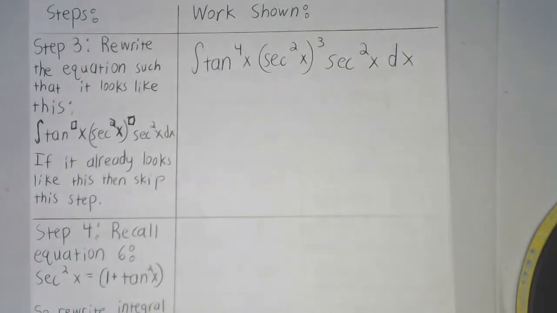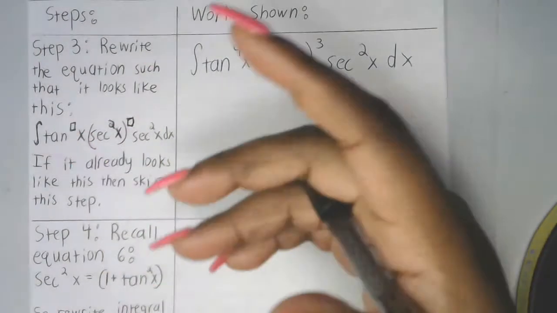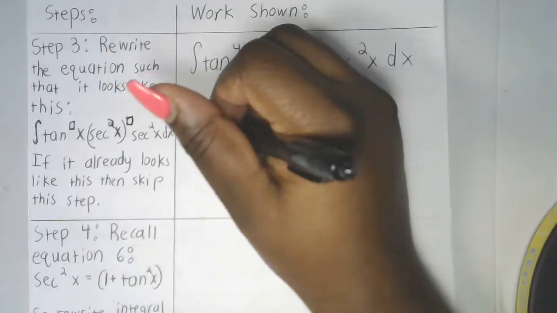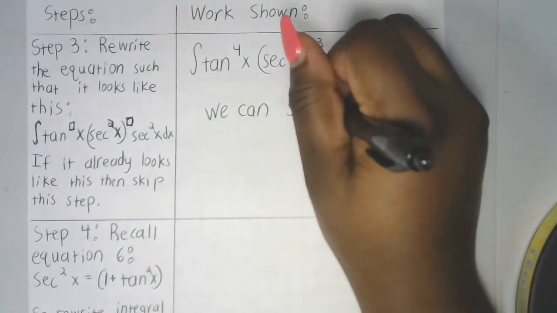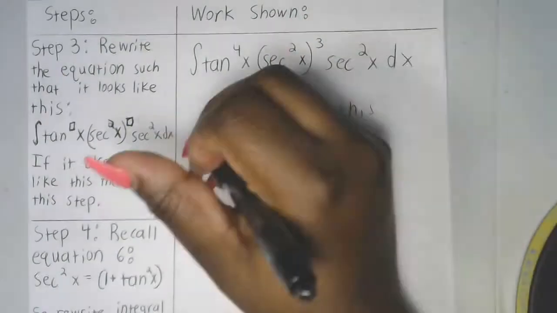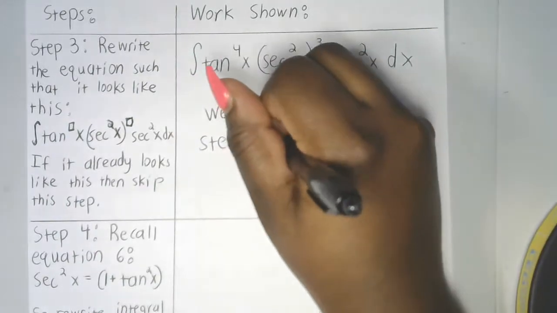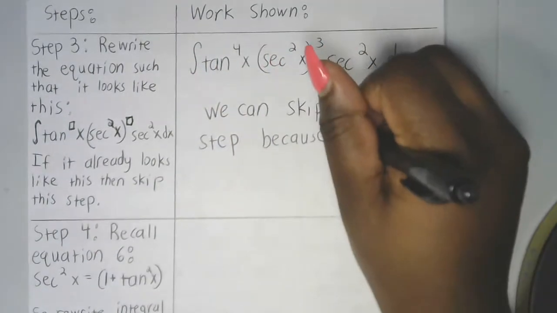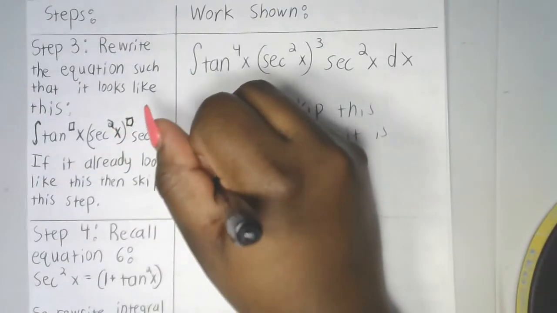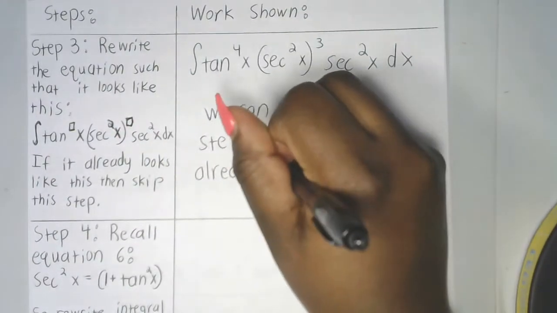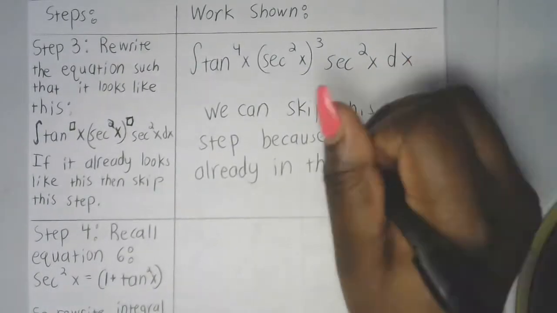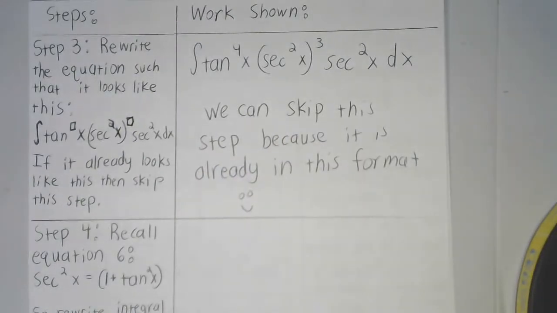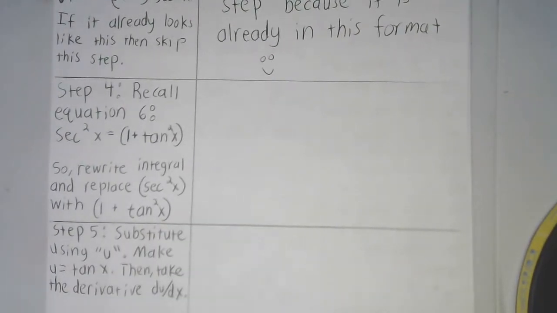Well, not usually, as it always is. Dx is always at the end. Anyway, it's already in this format, so we can just skip this step. So I'll just put, we can skip this step because it is already in this format. Smiley face. Anyway, let's go on to step 4.